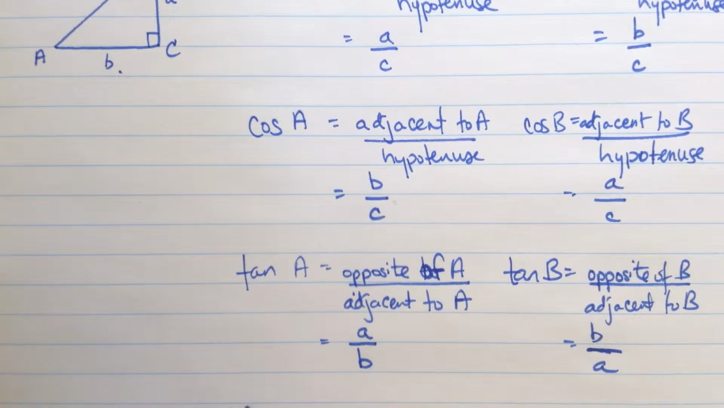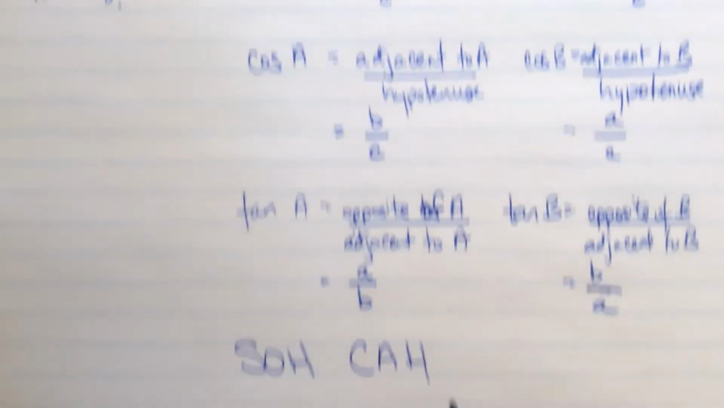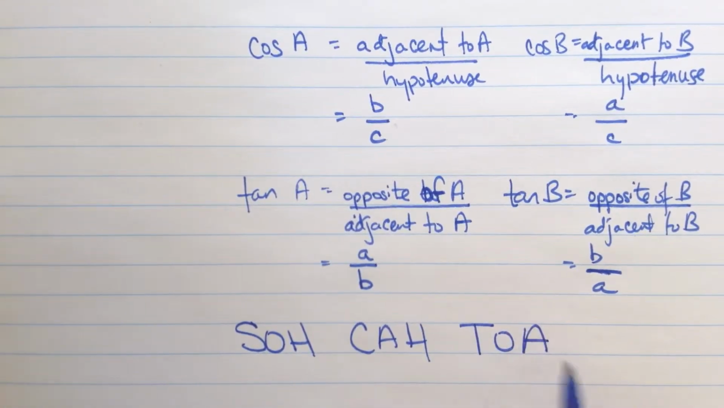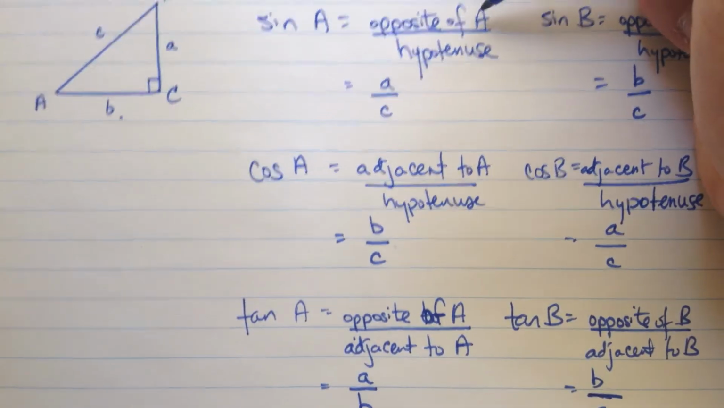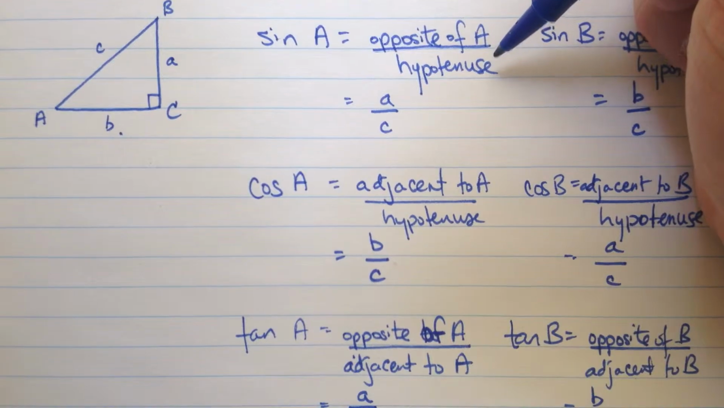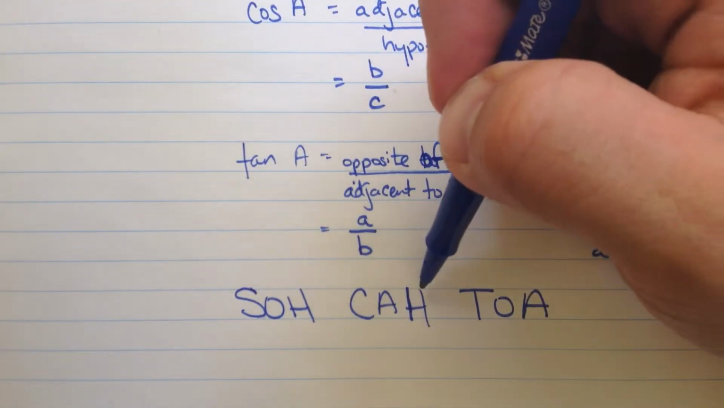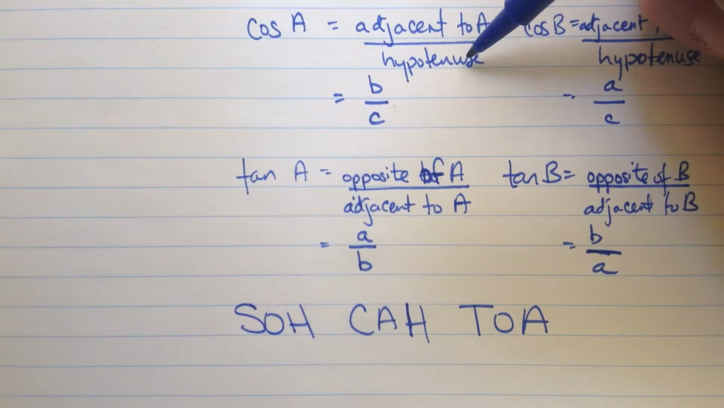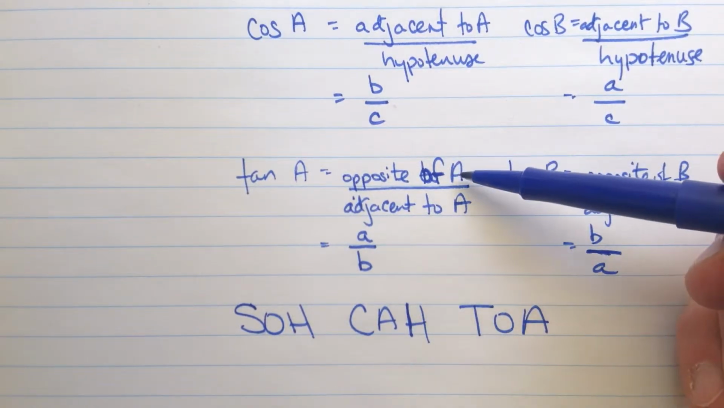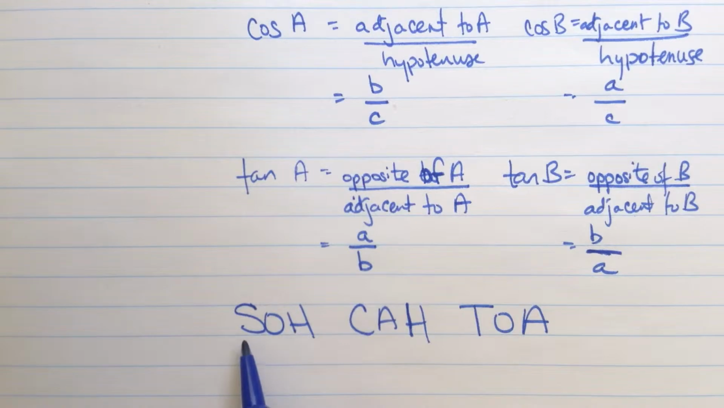And so there's a little memory aid that a lot of people use. Let me put it actually on the screen for you. SOHCAHTOA. Sine is opposite over hypotenuse. Cosine is adjacent over hypotenuse. And tangent is opposite over adjacent. So sine, cos, and tan: opposite over hypotenuse for sine, adjacent over hypotenuse for cos, opposite over adjacent for tangent. You got to know those.